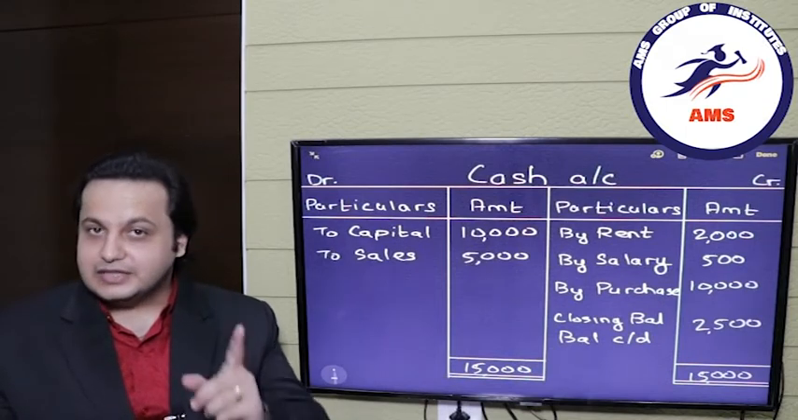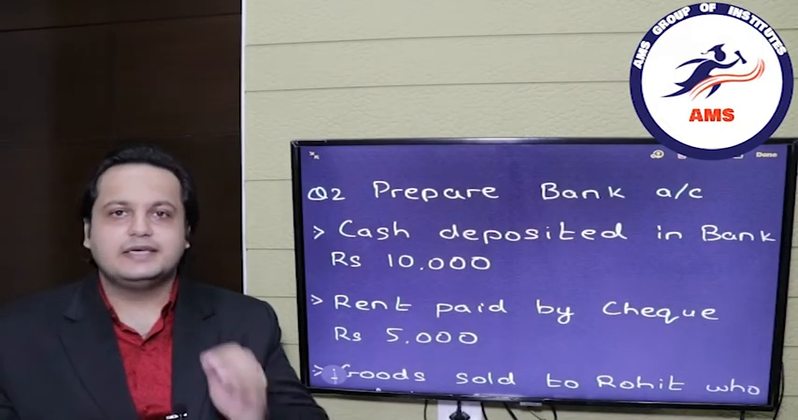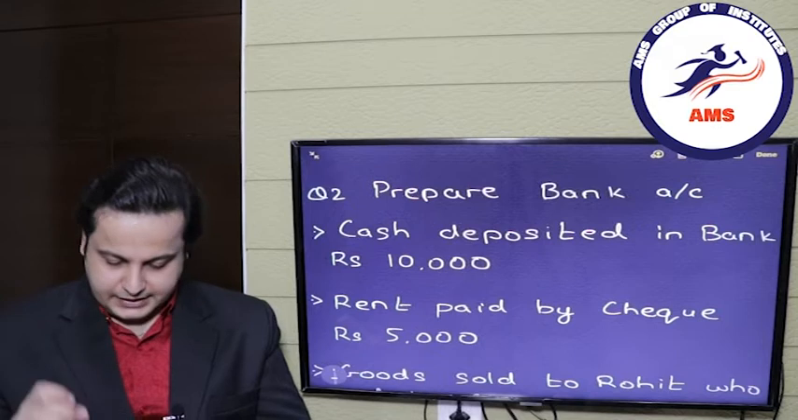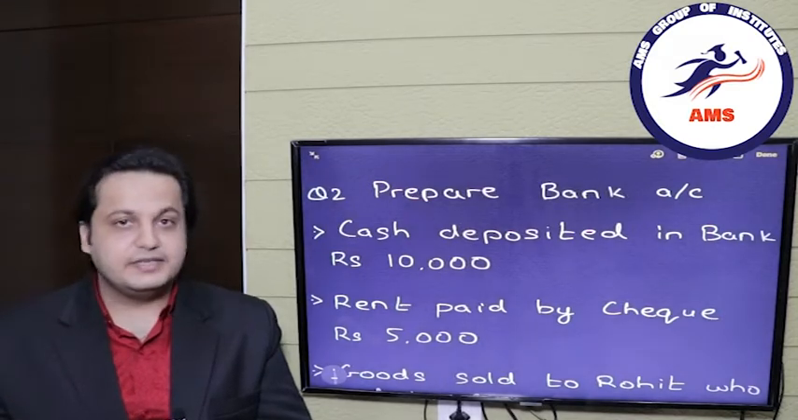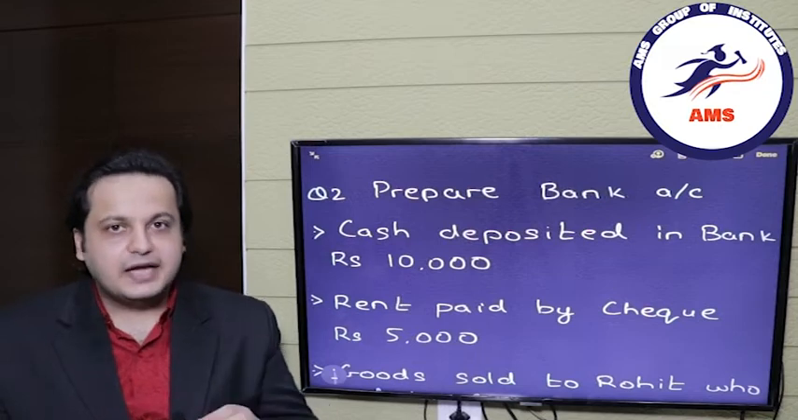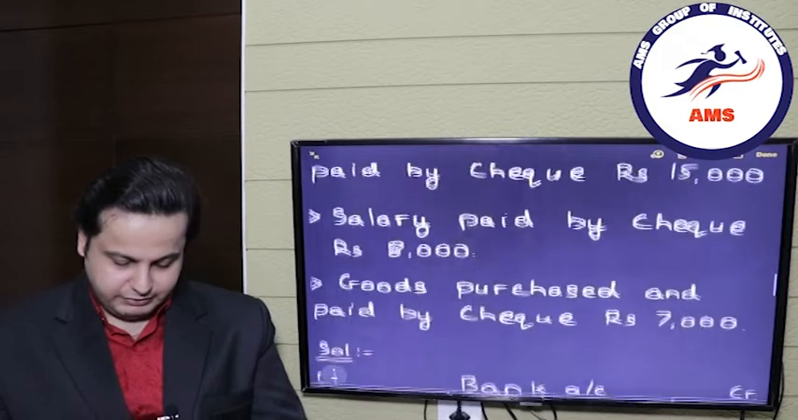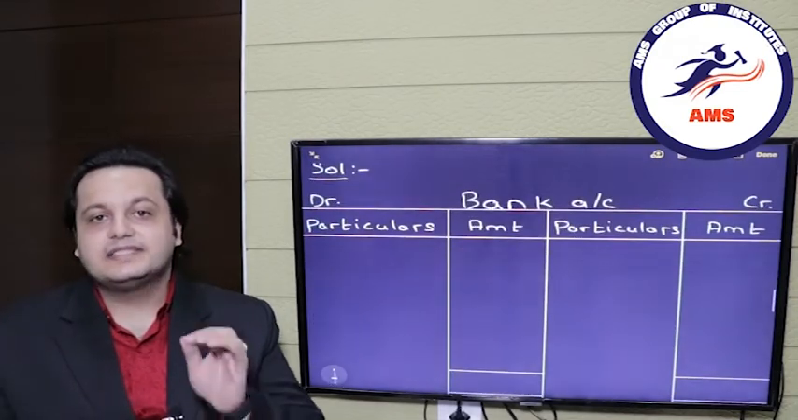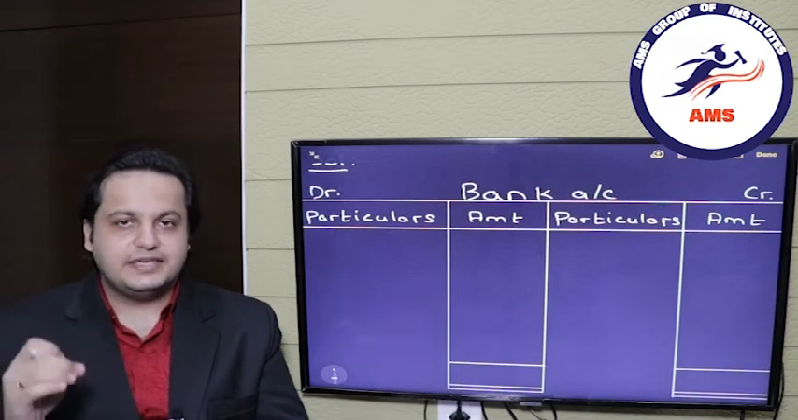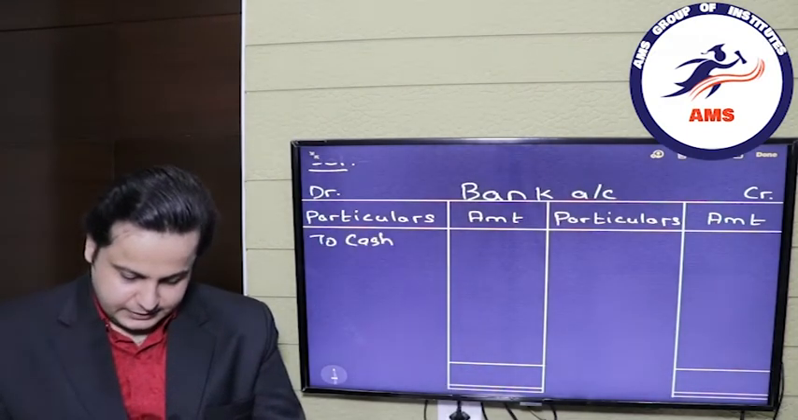Let's move forward with another example. In this, you will have to prepare the bank account. So let's go for the transaction. Cash deposited in bank, rupees 10,000. Now in this, the journal entry will be by bank account debit to cash account credit. Now bank is being debited, so we will post this entry on the debit side of bank account, that is to cash, rupees 10,000.